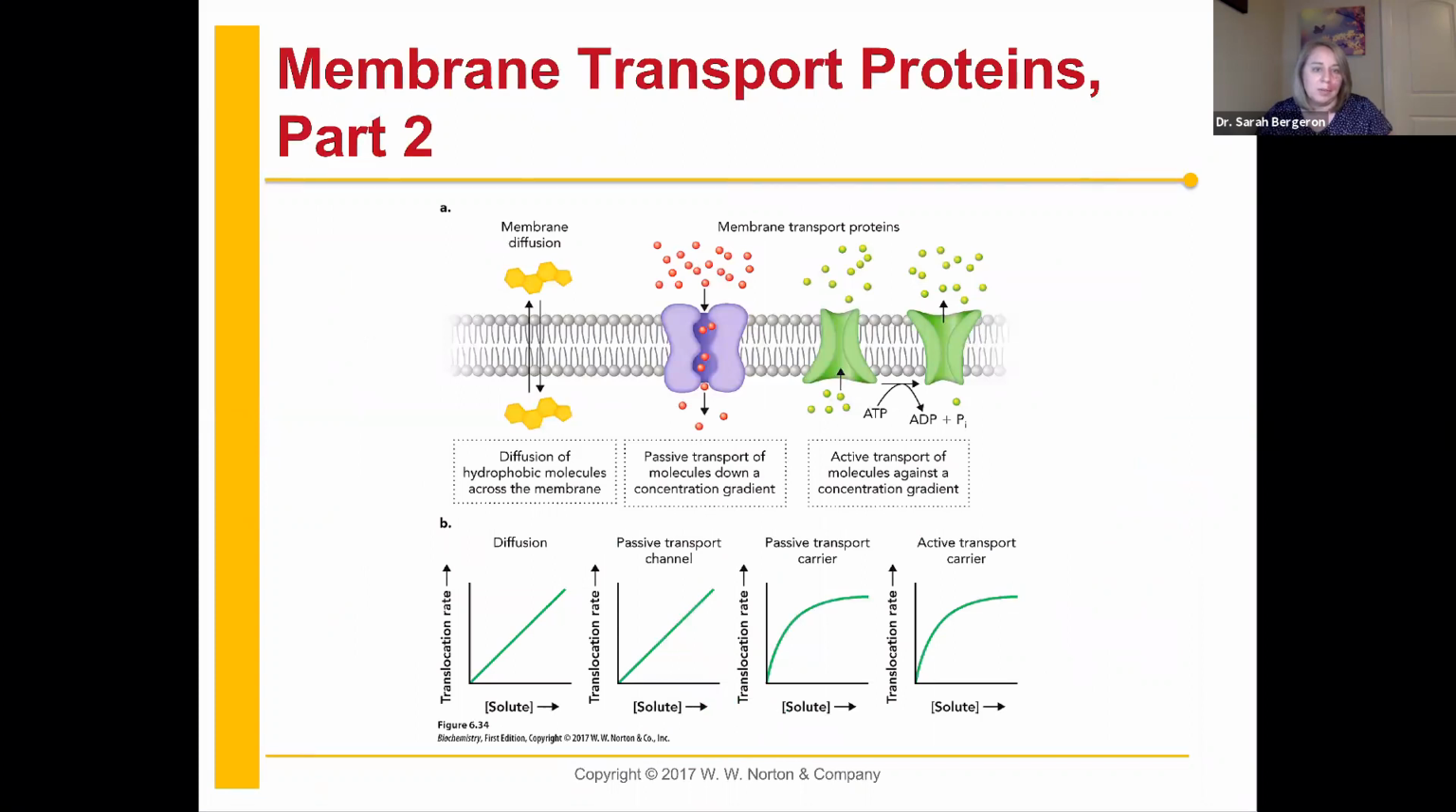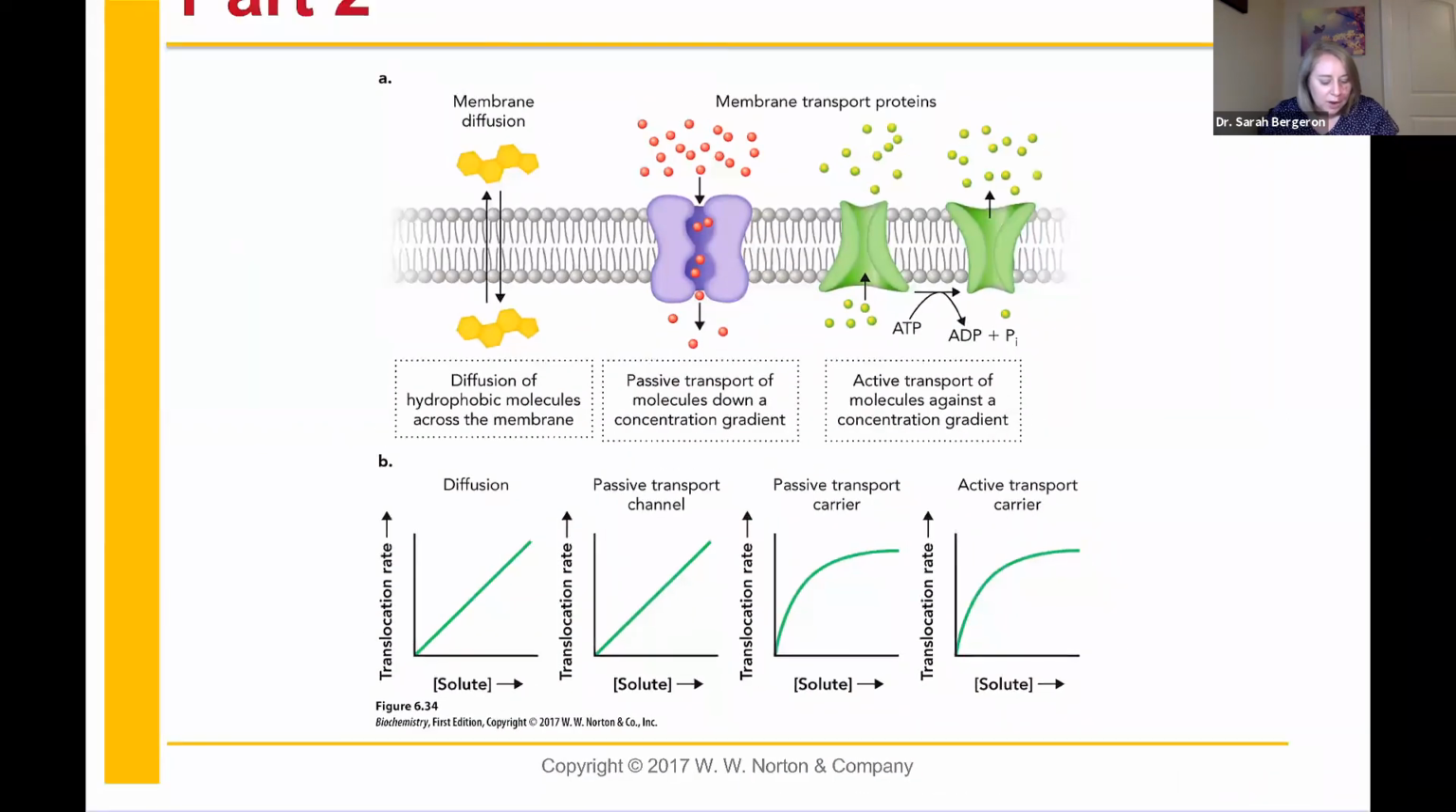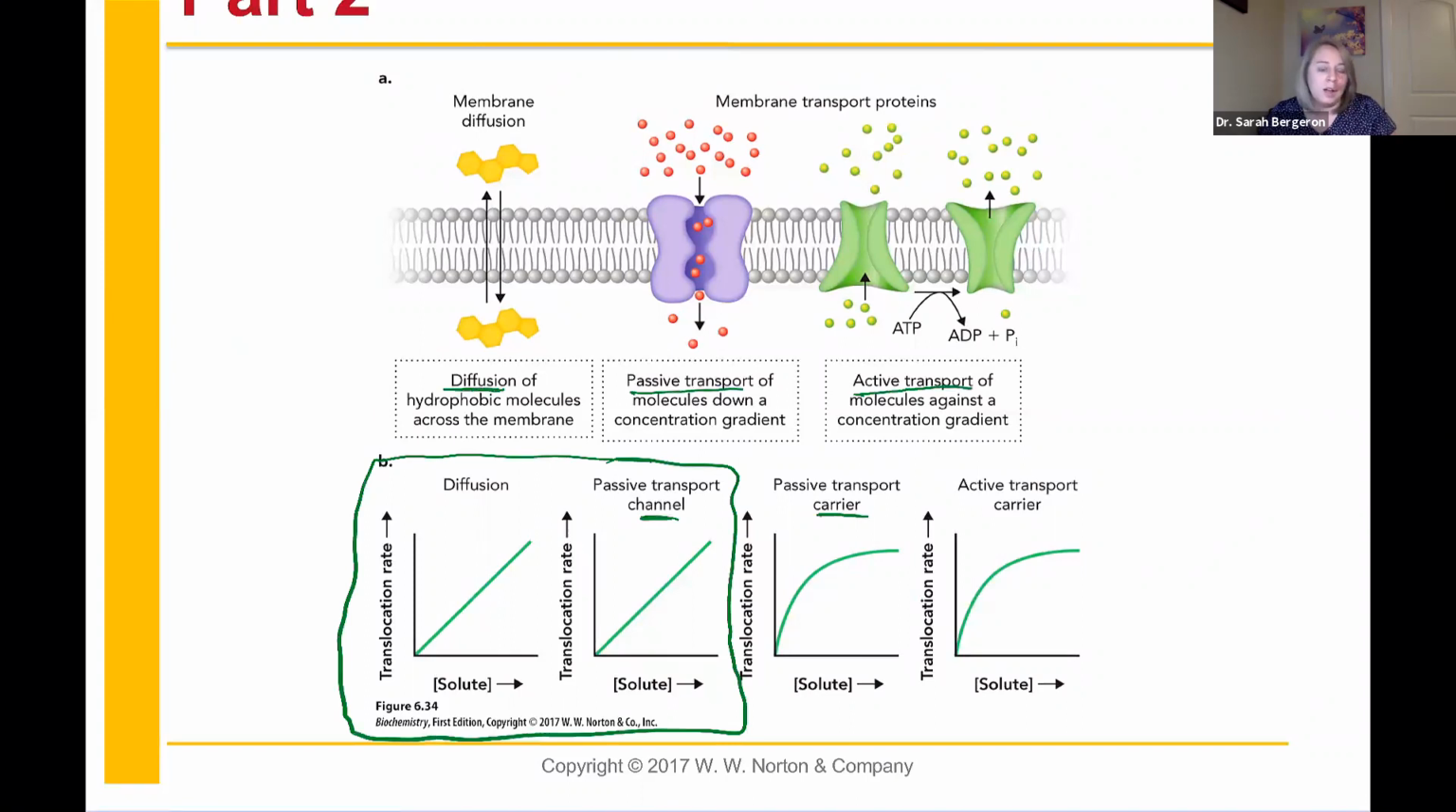So here are a few examples, right? So we have a couple of different kinds, right? So we have diffusion here, then we have passive transport, and then we have active transport. So the two different kinds of passive transport, right, are passive transport channel or a passive transport carrier. So what you're going to see is our passive transport channel graph looks very, very similar to diffusion, right? So it's all concentration dependent. The higher the concentration gradient, the faster those molecules move, right?